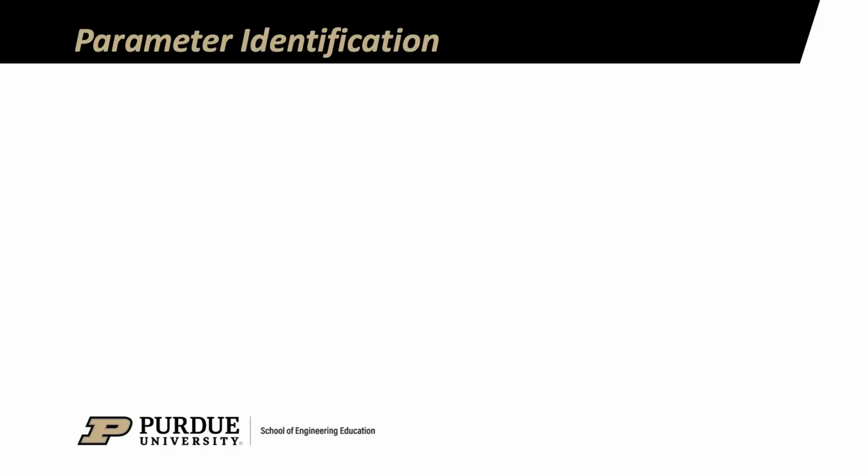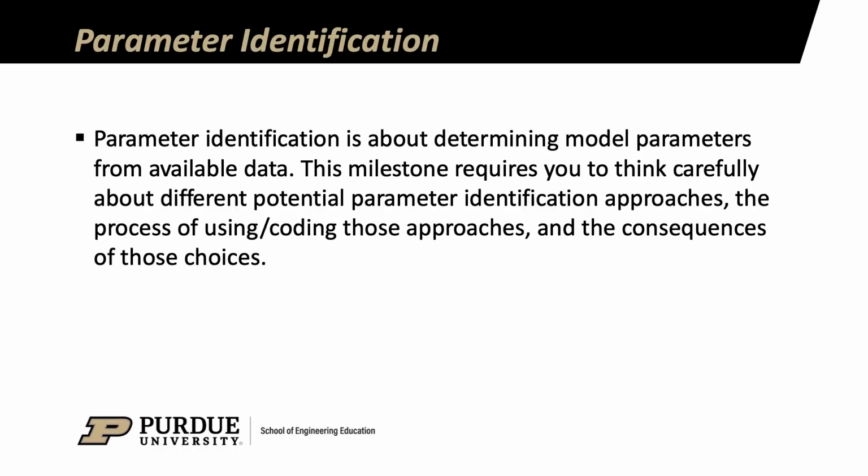Okay, so we know that one of the major project deliverables is to construct an algorithm in MATLAB that uses the Michaelis-Menten model, which means we need to identify the parameters of that model, which are Vmax and Km. Parameter identification is about determining model parameters from available data. This milestone requires you to think carefully about different potential parameter identification approaches, the process of using or coding these approaches, and the consequences of those choices.